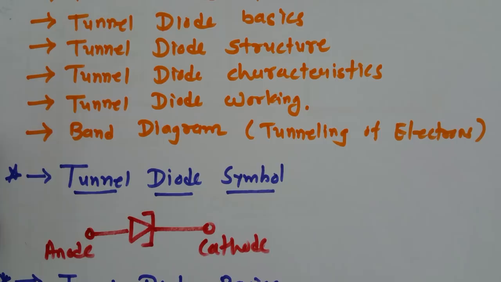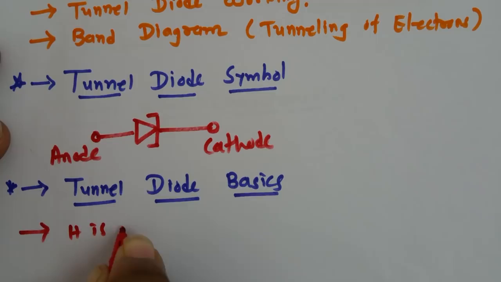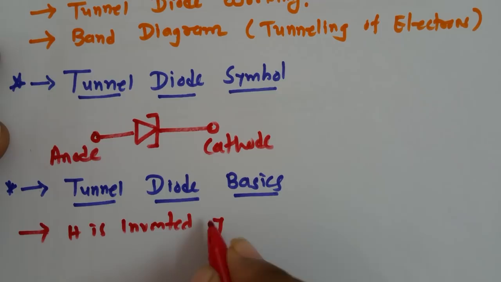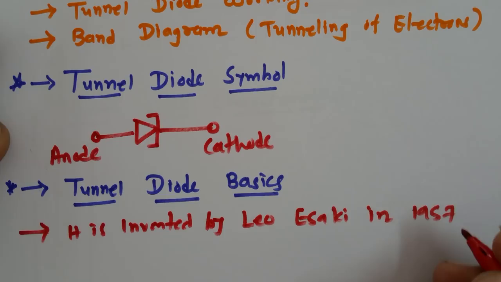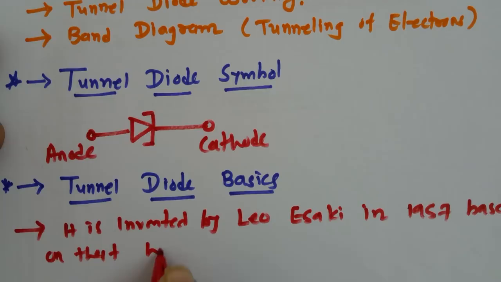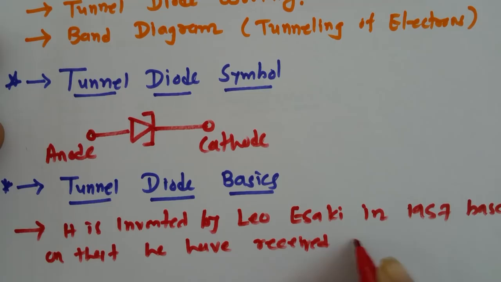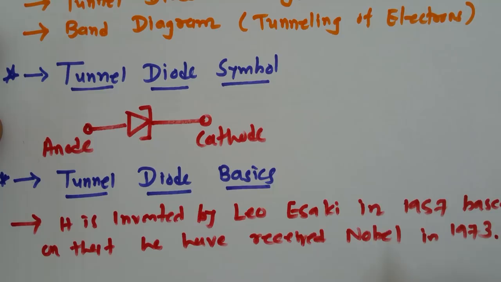Now second point, which is what we are a little bit to discuss, that is the various basics which is there regarding tunnel diode. So if I talk about tunnel diode, then this tunnel diode has been invented by Leo Esaki in 1957, and based on that he received Nobel Prize. So in 1973 he had received Nobel based on tunnel diode invention.